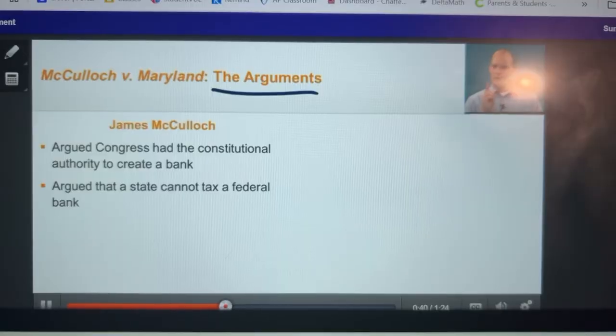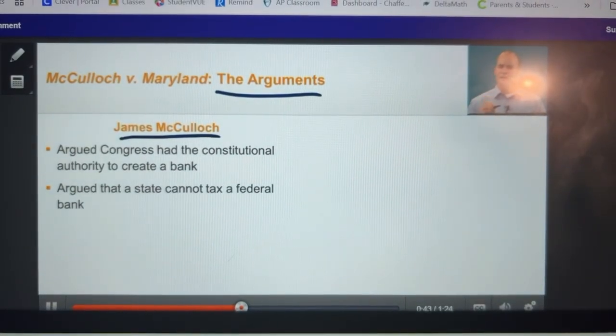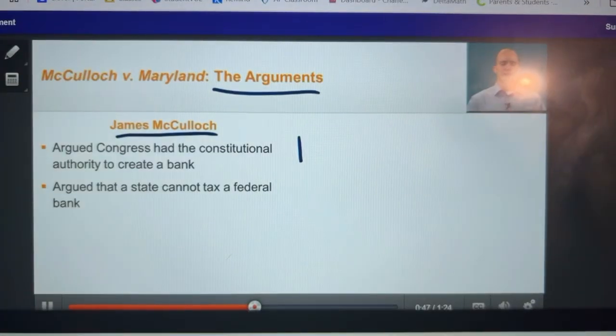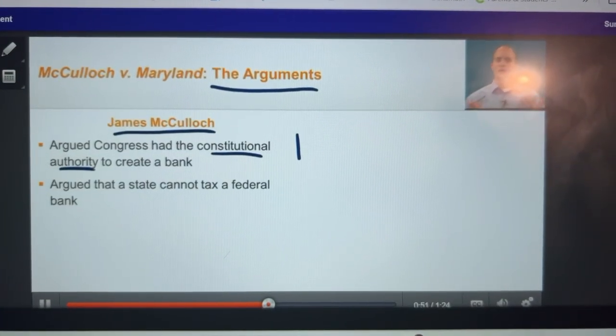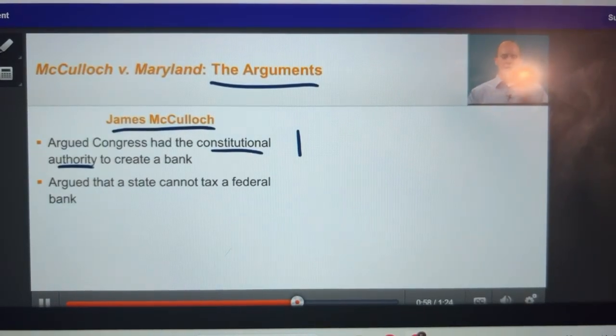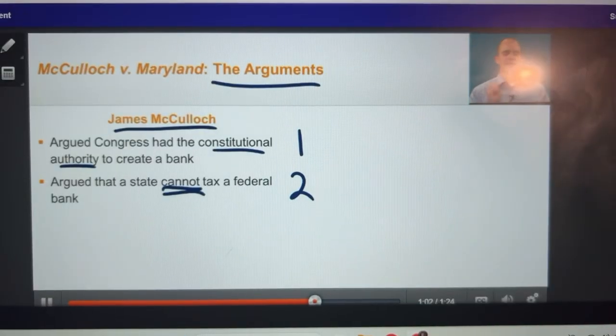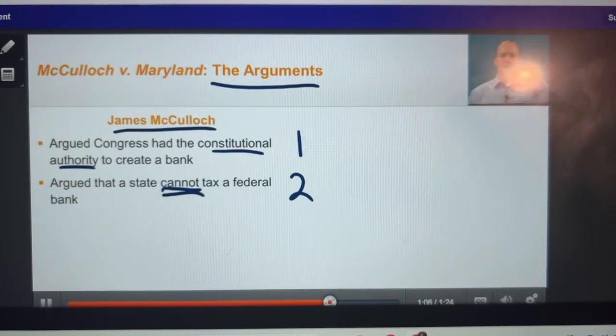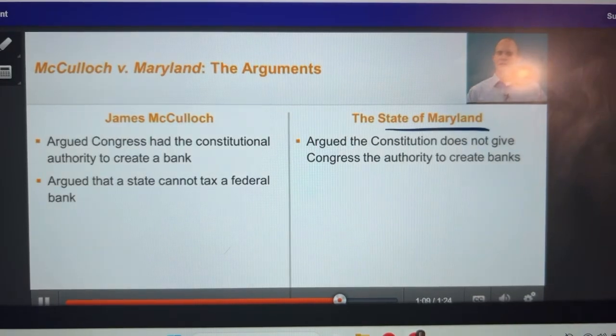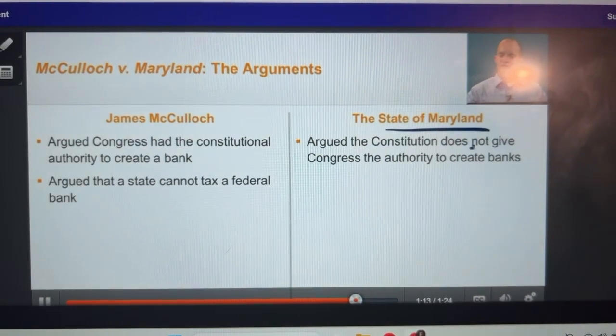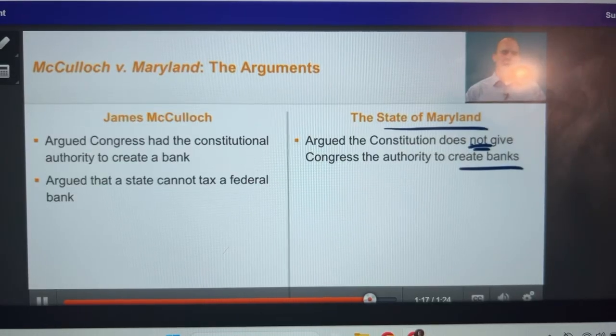So here, moving on to the arguments. Arguments on James McCulloch's side: one, he argued that Congress had the constitutional authority to create a bank. The Constitution gives the federal government the authority to create a bank. And because it is a federal bank, the second thing he argued is that the state cannot tax a federal bank because the federal government is higher than the state governments. However, the state of Maryland argued the opposite. What they argued is that the Constitution does not give Congress the authority to create banks. So those are the two main arguments, and we're going to check out the decision coming up soon.